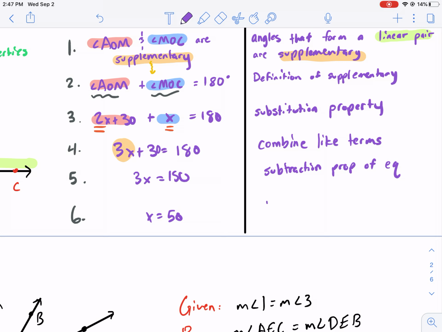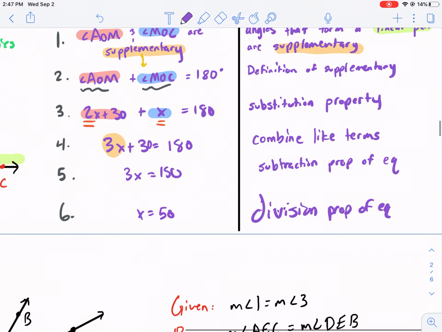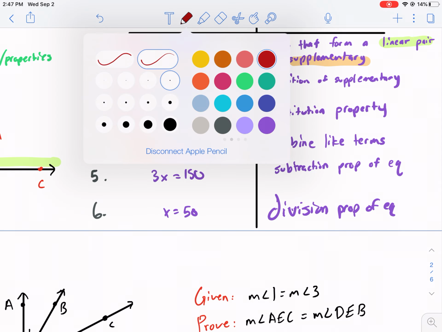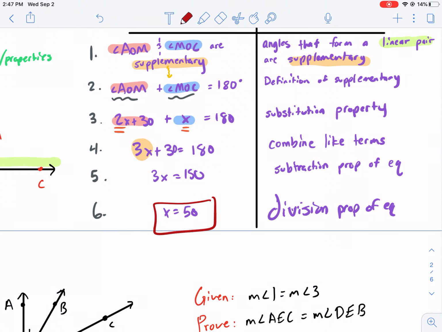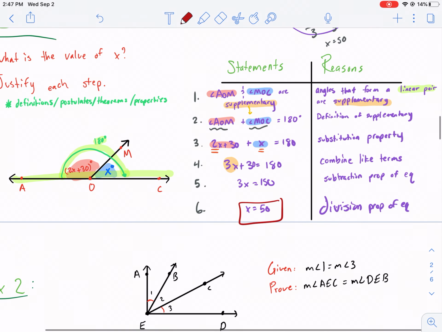How do we go from 5 to 6? We use the division property of equality, and that's our final step. This is when it's proved. You don't write prove ever. Don't write proof or prove at the end. That's bad form. So that's how we did that.